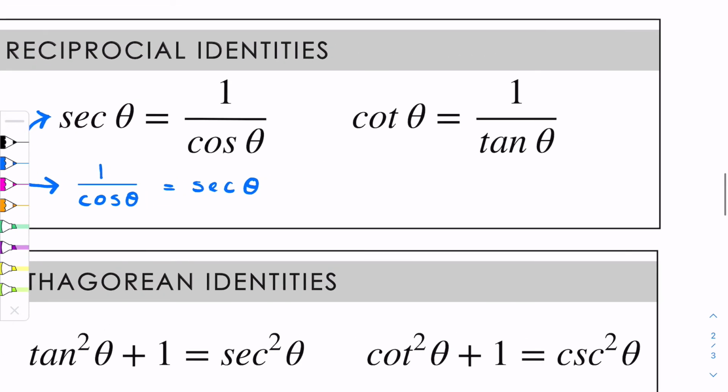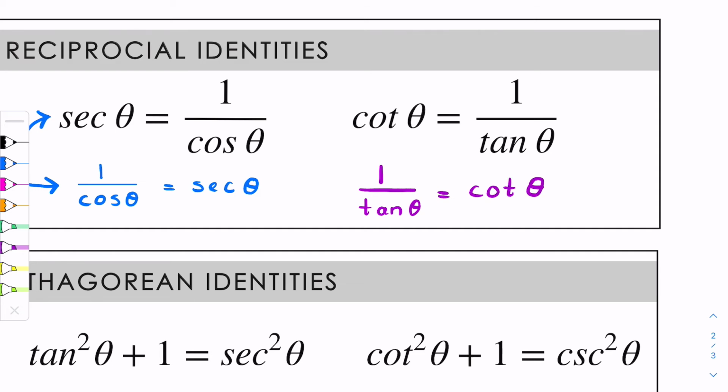And lastly, which we have multiples to talk about with this one, but we know that cotangent of theta is equal to 1 over tangent of theta. We could also say that 1 over tangent of theta is equal to cotangent of theta.